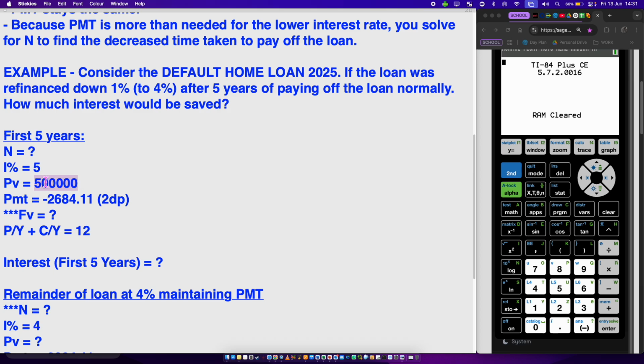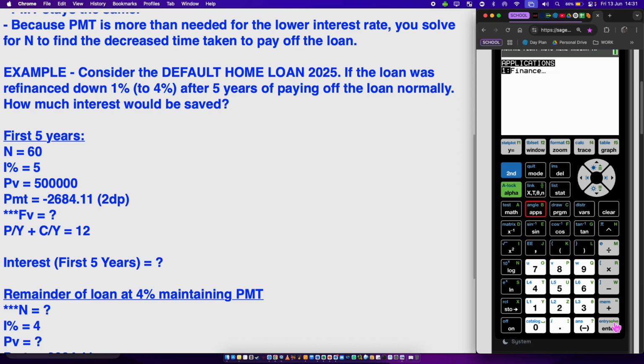It tells me I borrowed $500,000. What was the interest rate? 5%. My payments were $2,684.11. How would I work out how much I owe the bank at the end of 5 years? What would I make N? What would N be for 5 years? 5 years of 12 payments a year. 60. So you make that 60, and then you solve for FV.